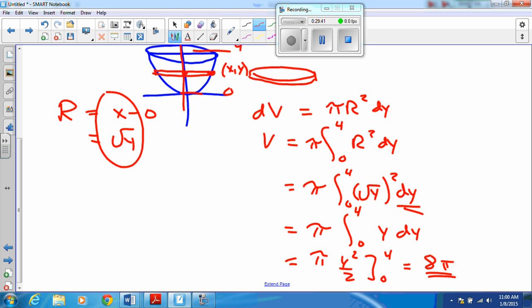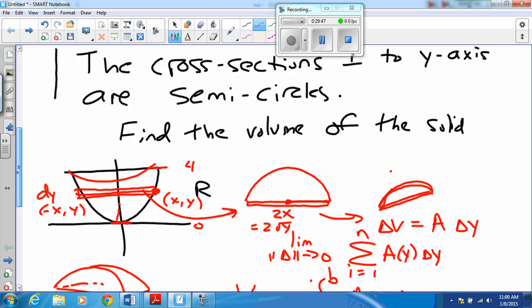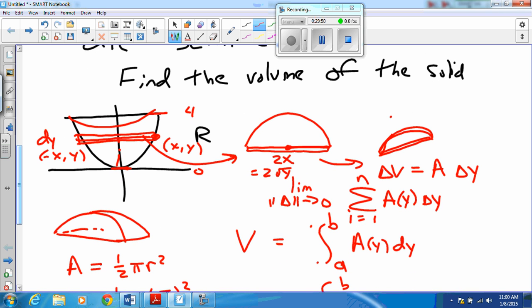Please notice, by the way, that the volume of our solid of revolution was exactly twice the volume of the solid from the first problem. Let's see why that was. This solid had the exact same region as the base, but its cross sections were what shape? Semicircles. Solid of revolution, the cross sections are circles, so we get twice the volume.